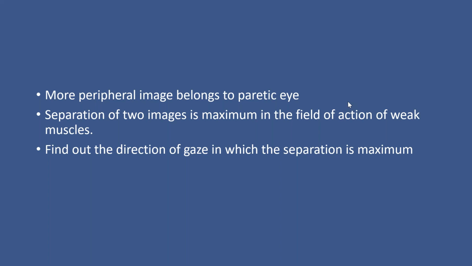Now the separation of the two images is maximum in the field of action of the weak muscle. For example, for a patient who has right lateral rectus palsy, the maximum separation will be seen in dextroversion. When the person is looking in the direction of the paretic muscle, that is the gaze in which the patient will see maximum separation of the two images. So you have to find out the direction of gaze in which the separation is maximum. That is the task in diplopia charting.